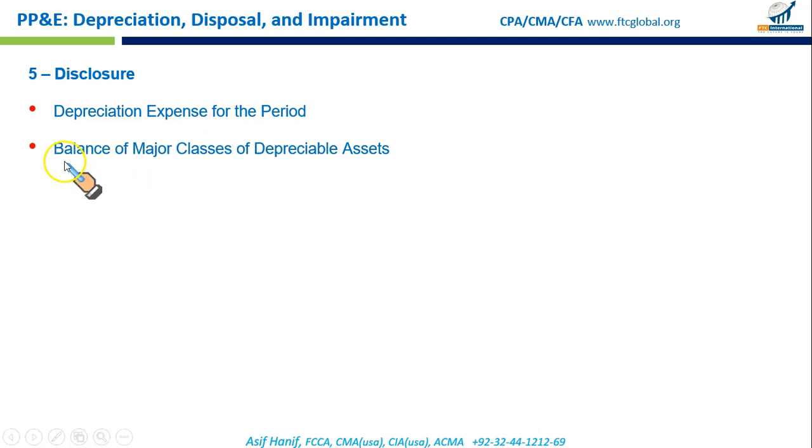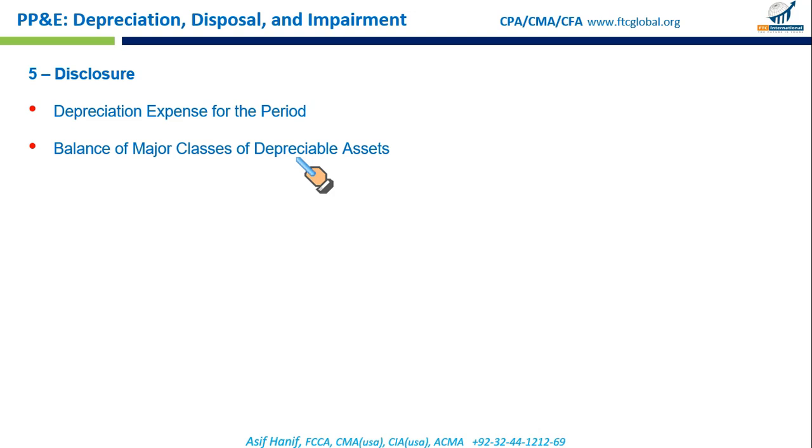Then we have disclosures. When you're preparing financial statements, you need to disclose certain items related to depreciation. First, depreciation expense for the period, meaning the total depreciation for the current period needs to be reported. Second, the balance of major classes of depreciable assets. Of course, this is part of the notes. You need to show the balance of major categories of your depreciable assets, like buildings, equipment.